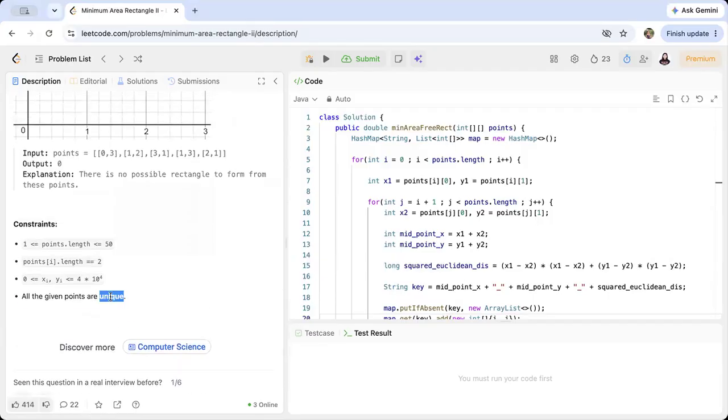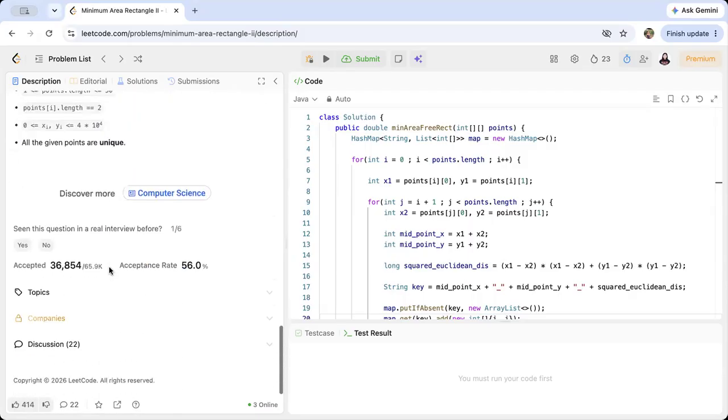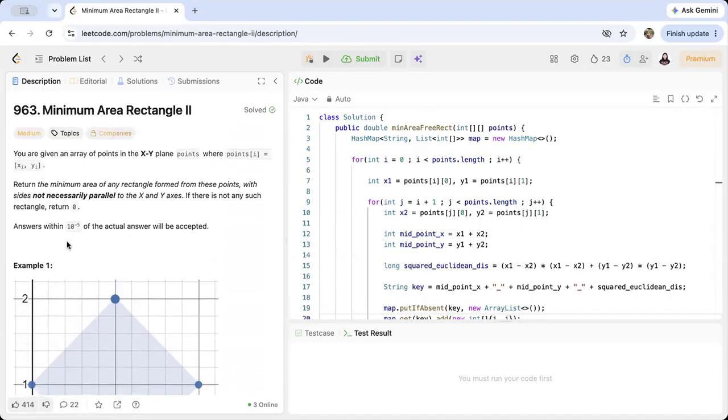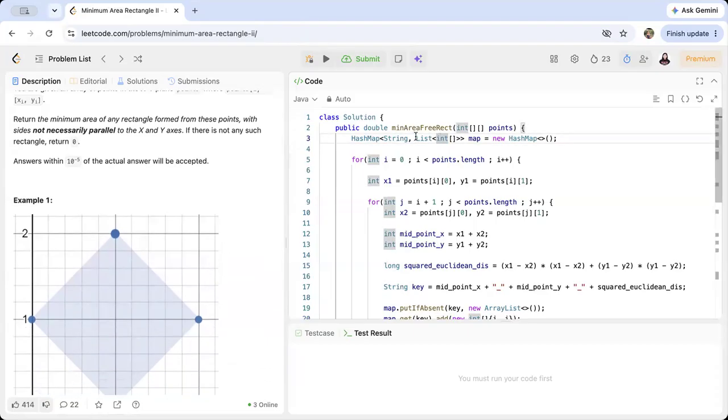Now, all the given points that we have in our 2D space are unique, and the length of the points is less than or equal to 50. So what we've done here is we have a map of string, where the string is a serialized string which contains the midpoint and the squared Euclidean distance. And then we have a list of integer arrays which stores the pairs of points which have the same midpoint and the same distance.